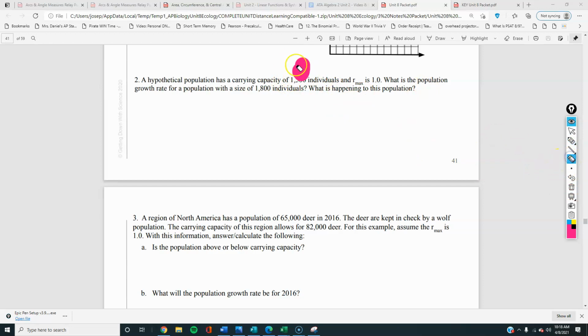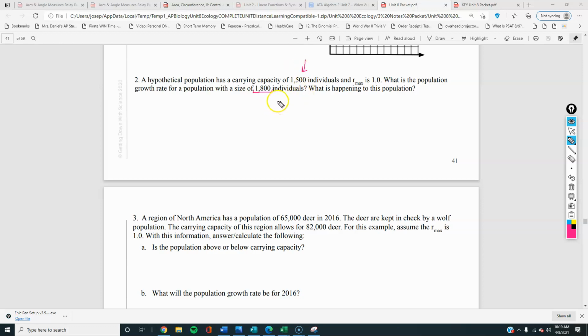So, we have a carrying capacity of 1,500 people. Our max is 1. What is the population growth rate for a size of 1,800 individuals? Right now, just by looking at this, if my carrying capacity is 1,500 and I have 1,800, my population's going to go down, right? Because I'm going to approach that carrying capacity.